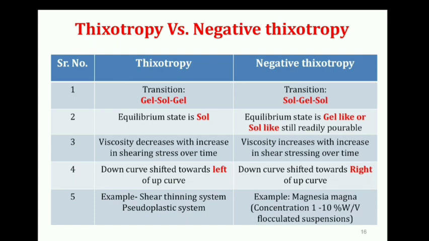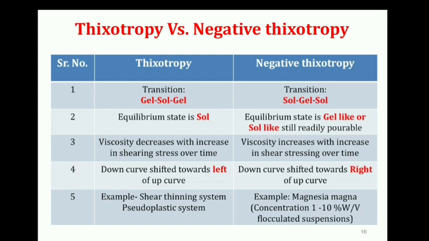Why are we discussing this? We are going to discuss it in rheopexy, to differentiate between negative thixotropy and rheopexy, because it is quite confusing. So the equilibrium state in negative thixotropy is gel-like or sol-like, but still readily pourable. Third, in case of thixotropy, viscosity decreases with increase in the shearing stress over the time. While in case of negative thixotropy or antithixotropy, viscosity increases with increase in shearing stress over the time.